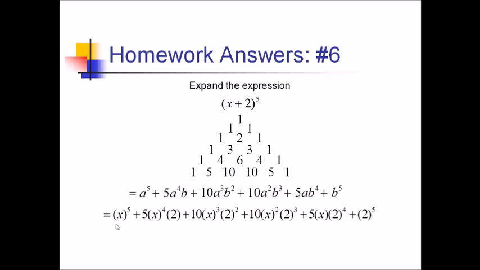So from left to right, we've got x to the 5th. This will be 10x to the 4th. This will be 40x to the 3rd. And then here we've got 10 times 8, so 80x squared. Next, this is 5 times 16, so another 80 with an x after it. And finally, 2 to the 5th is 32.